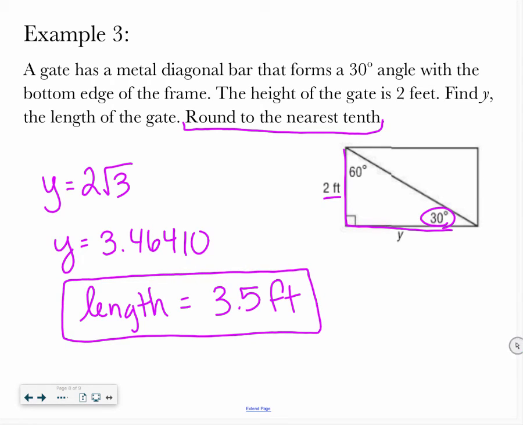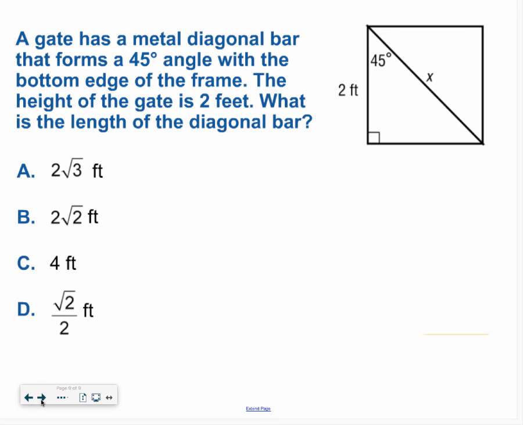Okay? In some word problems, they'll give you a 30, 60, 90. In other word problems, they'll give you a 45, 45, 90. So make sure you use the correct formula, okay? Why don't you go ahead and try solving this one on your own? Hopefully you said the length of the diagonal bar is 2 times the square root of 2.